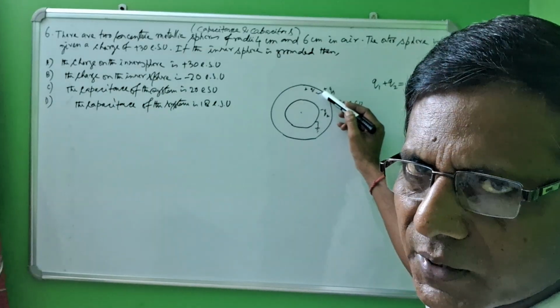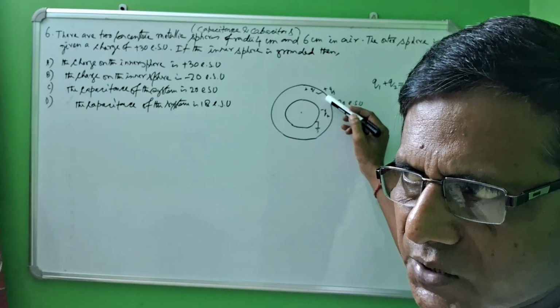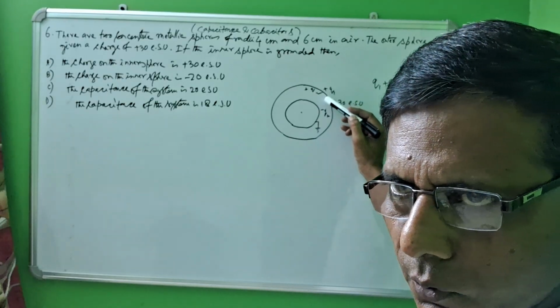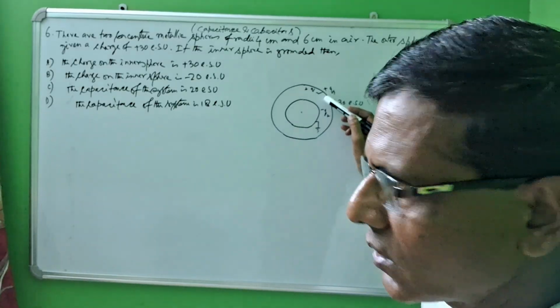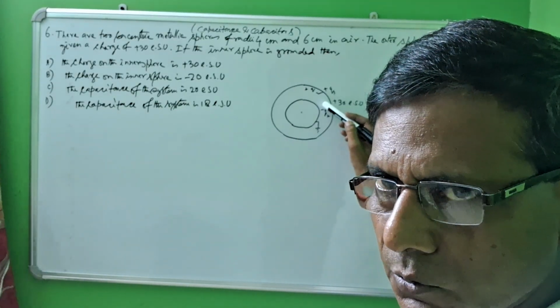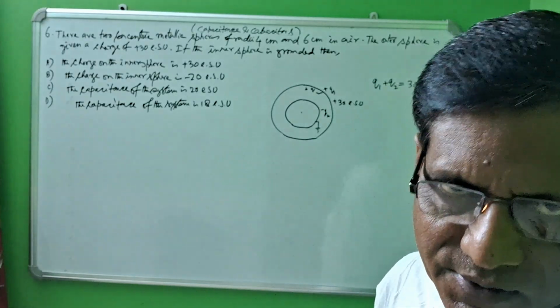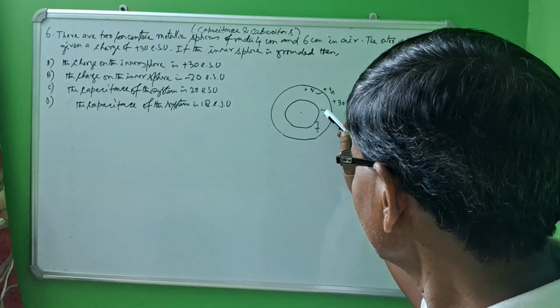In the outer sphere, there are two charge distributions. The inner side and outer side of the outer sphere both carry the same plus charge. One is distributed Q1 and another one is distributed Q2. So by this we can write this, and here is minus Q2.